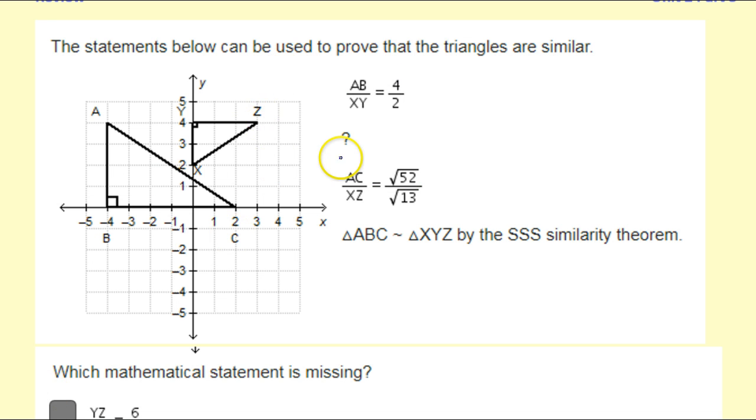Okay, there are a few different ways to prove that two triangles are similar to each other. And one of those ways is called the side-side-side similarity theorem. That's what these three S's stand for.